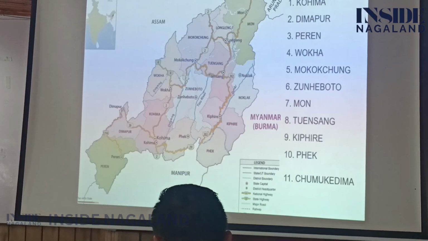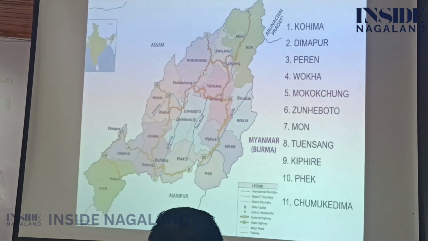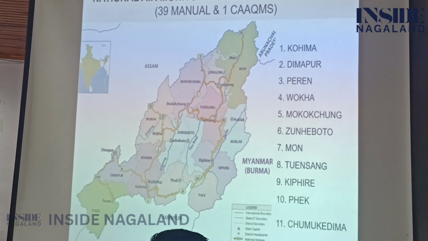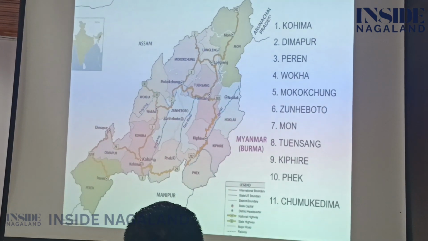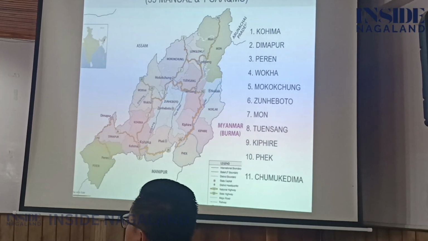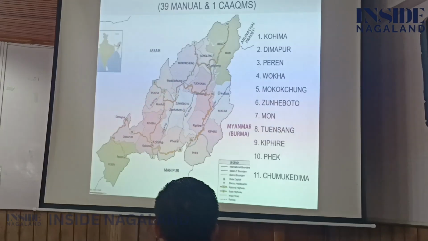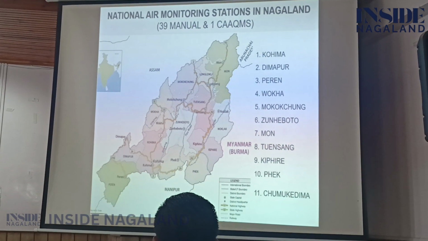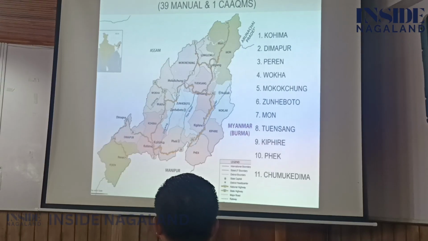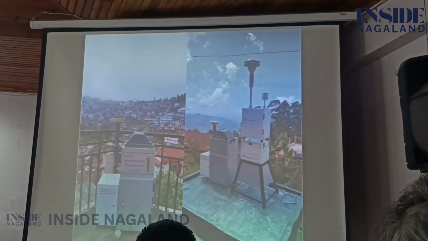In the case of particulate matter, we go at an 8 hour interval. The first sample will be placed at 6 o'clock, the second sample they will change at 2 o'clock in the afternoon, and the third sample at 10 o'clock at night. This is the routine which we follow in all the stations, and the next day at 6 o'clock, they will switch off the machine. These are placed in all the manual stations.